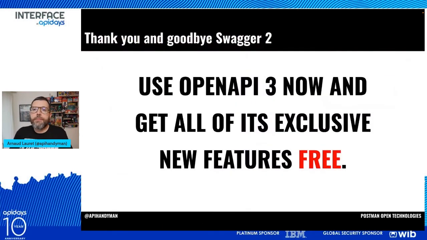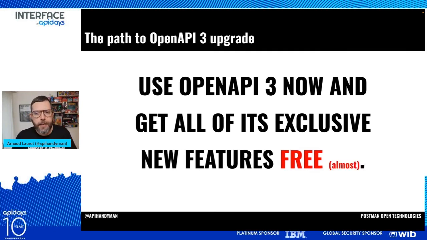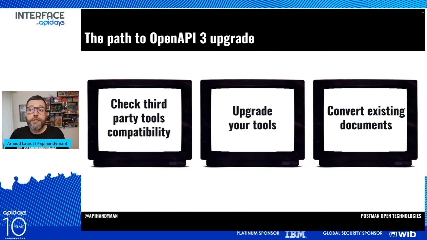So I think it's time to say thank you and goodbye, Swagger 2. You can use OpenAPI 3 now and get all of its exclusive new features for free, or almost. Because let's talk for a few seconds about the path to OpenAPI 3 upgrade. The first thing you need to do if you are already using Swagger 2 is to check all the third-party tools you are using, open source tools, but more important, vendors' tools, because open source tools are usually up to date and at least support OpenAPI 3.